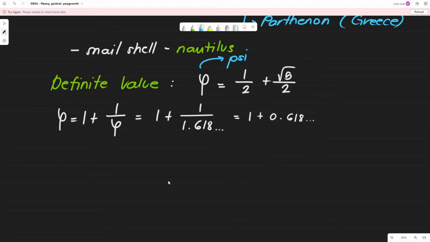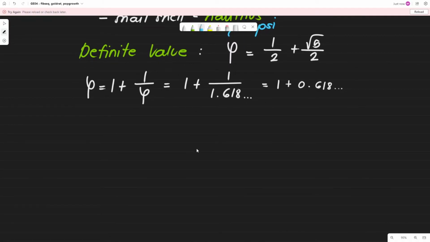So paano tayo nag-arrive dito? Let's define the golden ratio by itself. We have here C is equal to 1 plus 1 over C. Alam naman natin na 1.618 yung equivalent ng C. So we have 1 plus 1 over 1.618, which is equivalent to 1 plus 0.618. So the golden ratio, 1.618. Pero paano nga nag-arrive dito sa 1/2 plus square root of 5 over 2?